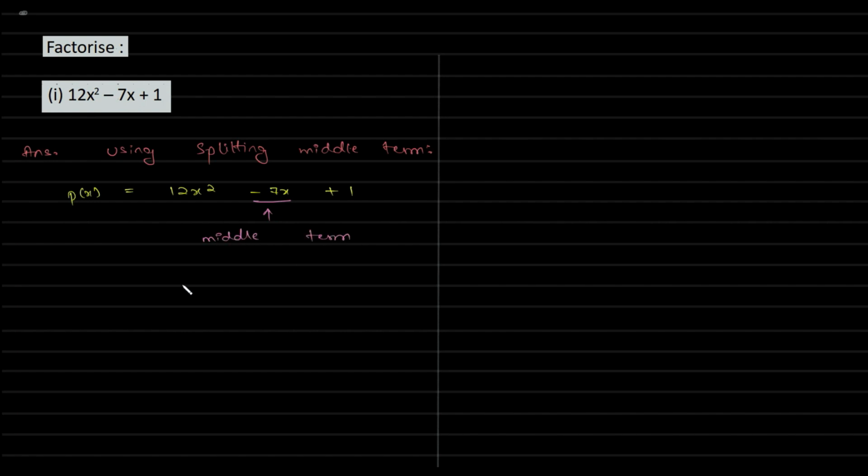And this you need to split. That is, you write it as a sum of two things. For example, you will be looking at 12x square, something and something, plus 1. So how do you do this? Well, when we add and multiply, we need to get a particular thing. These two numbers have to be such that when we add, it should add up to minus 7x obviously, and when multiplied, it should multiply to 12 into 1, that is 12.